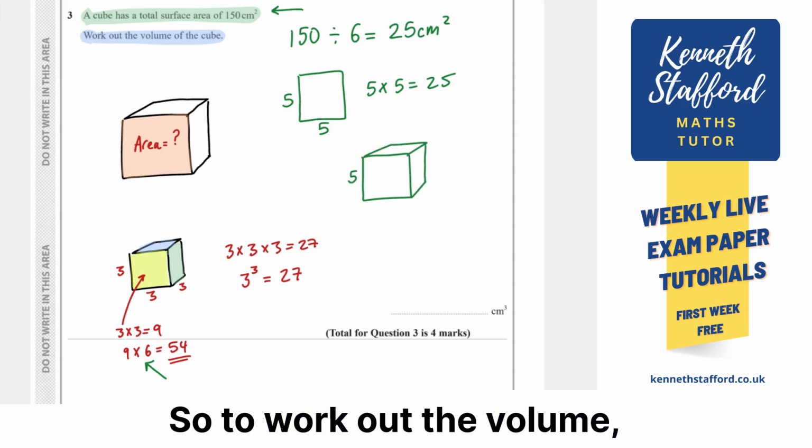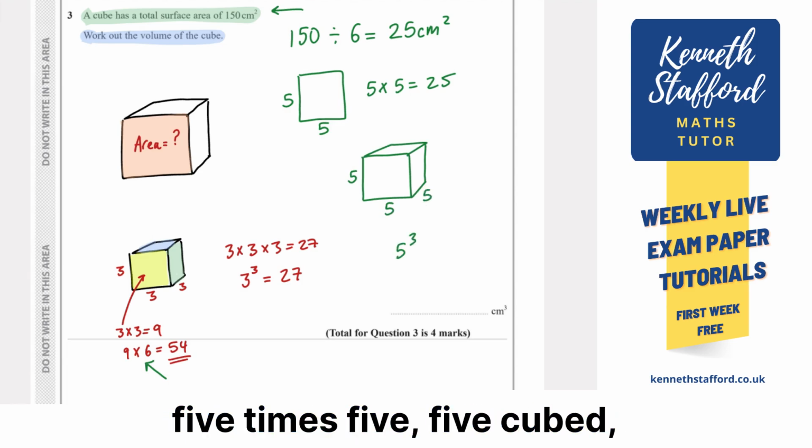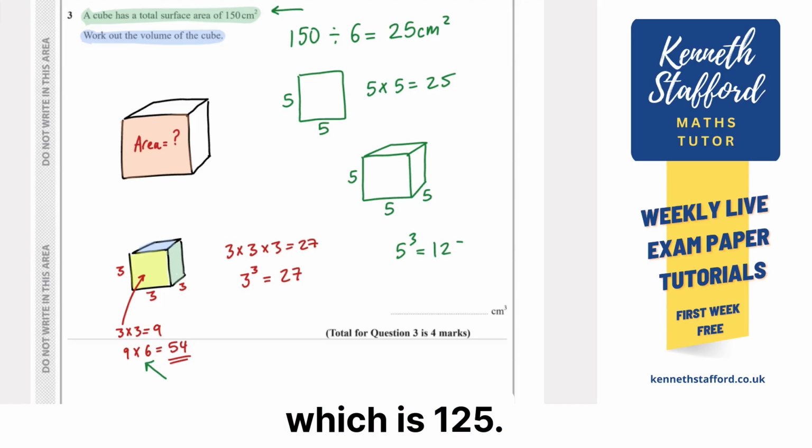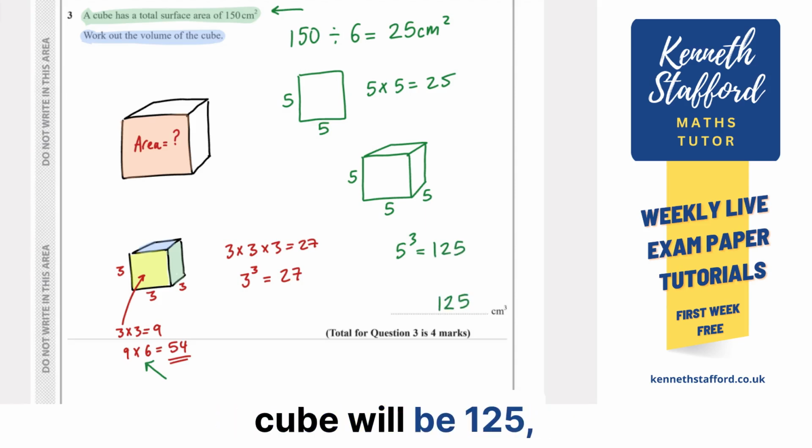So to work out the volume, we're going to do 5 times 5 times 5, 5 cubed, which is 125. So the volume of this cube will be 125 because we figured out each edge was 5.